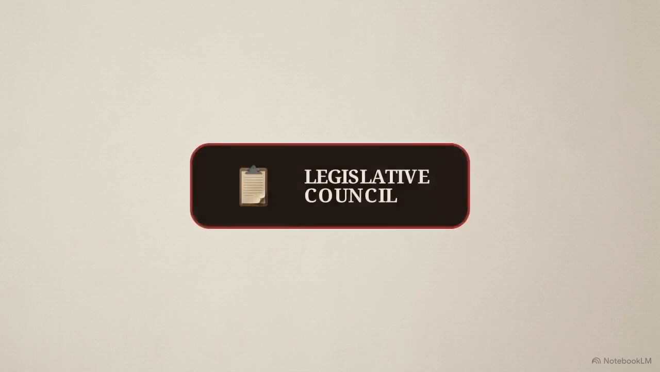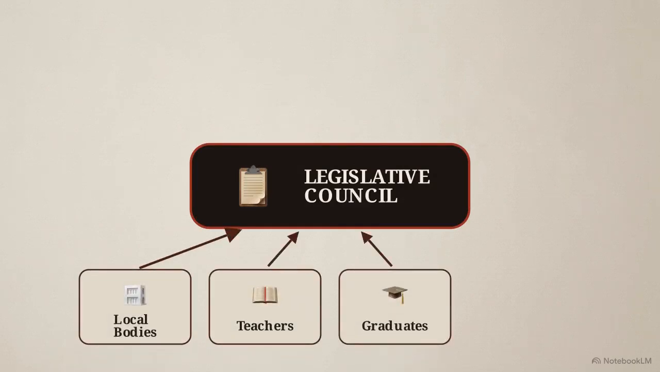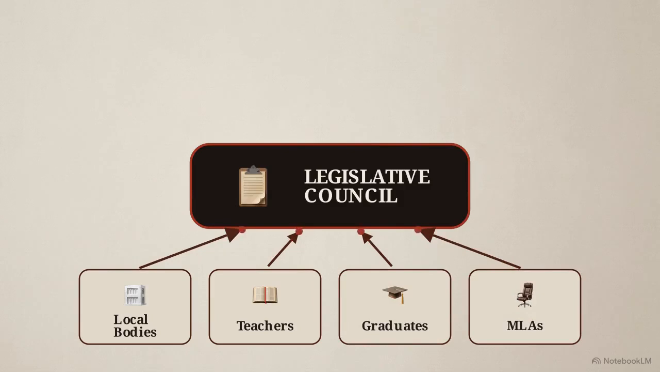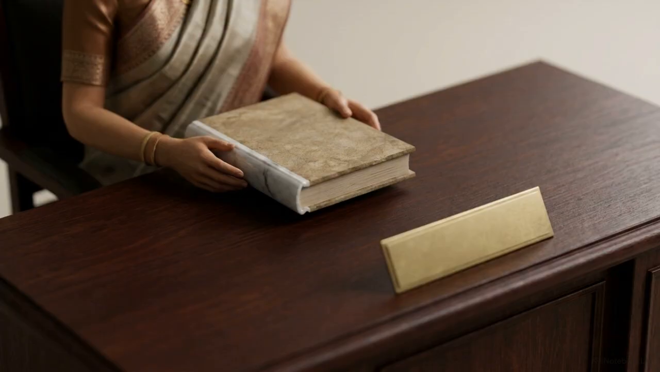This flowchart illustrates the MLC's path to power through indirect elections. The voting base is divided by segment. Local body members, teachers, graduates, and MLAs elect specific fractions of the council. Finally, the state governor nominates the remaining fraction based on their expertise. This method guarantees that specialized educators and experts have a seat in government.